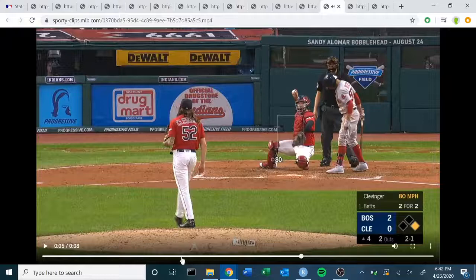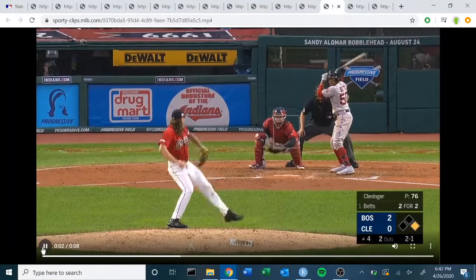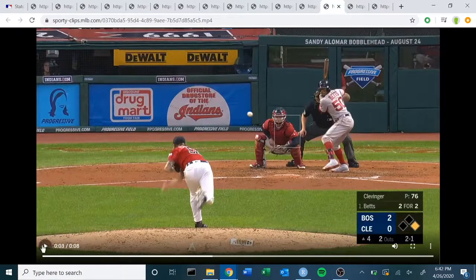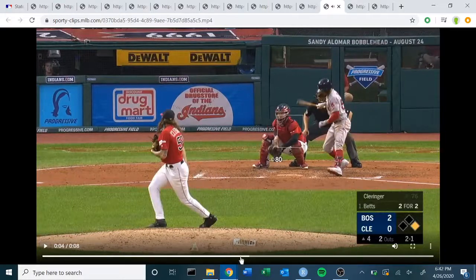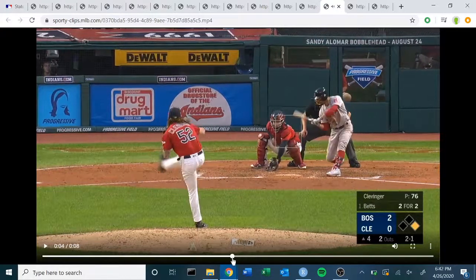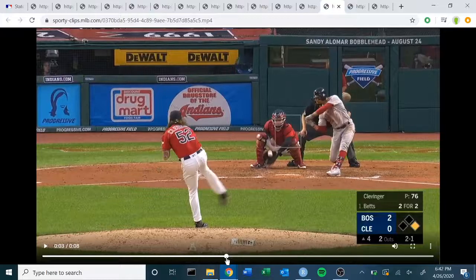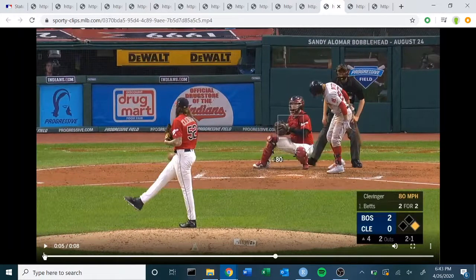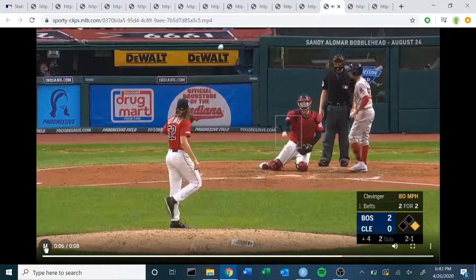So, interestingly, they decide to triple up on the low and outside slider. The first one, Betts did not move at all. The second one, Betts gave a little half swing. And the third one, I would even potentially call this a check swing. He was ready to hit it. He's looking for it. He knows it's coming. He's seeing it very well. And again, it is executed poorly, 3-1.